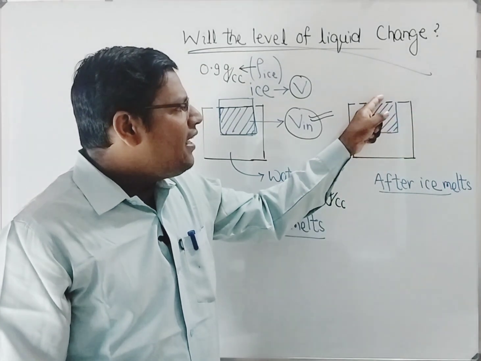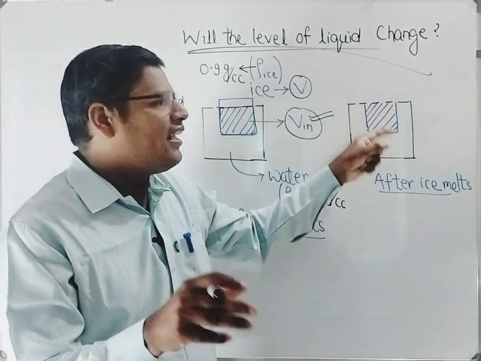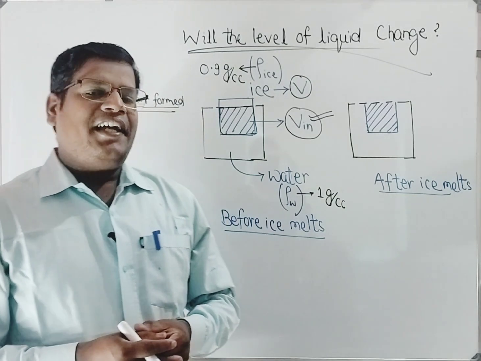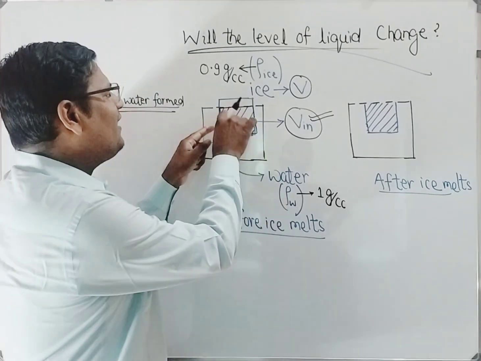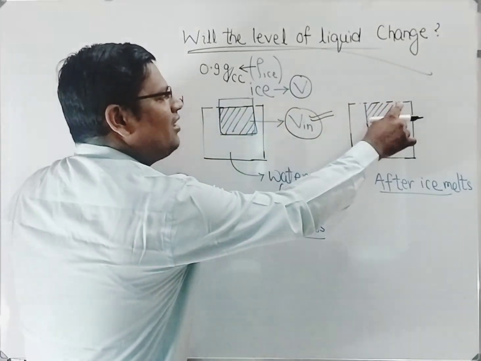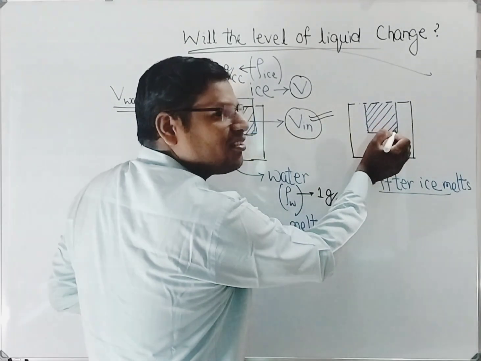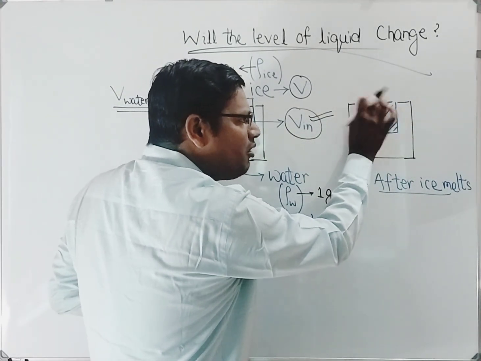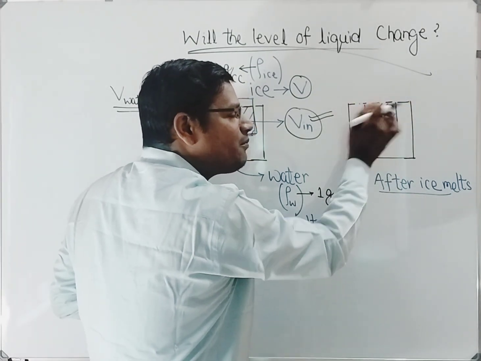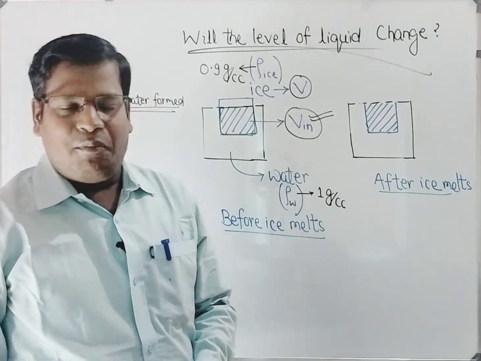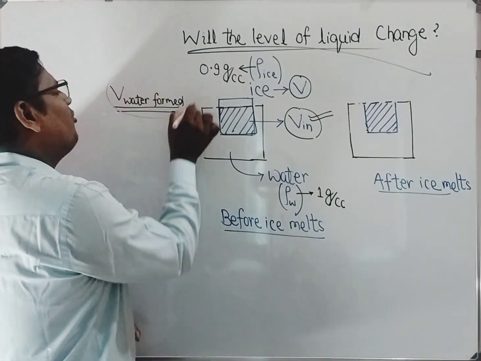It exactly occupies the initial volume of space taken by the ice, so the level of liquid will neither rise nor decrease. But if the volume of water formed after the ice melts is less than this volume, then it will take some space within that, and there will be some gap. So the liquid level has to come down because the liquid will flow to fill that space, isn't it? That means basically we have got three conditions by comparing V in and the volume of water formed.